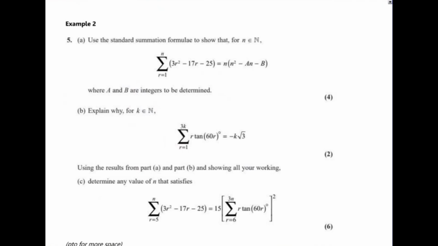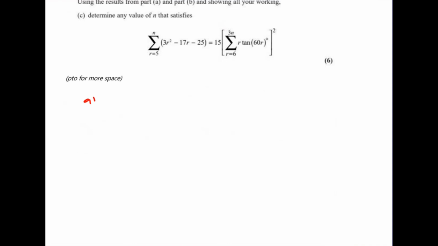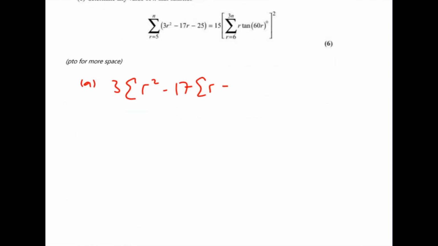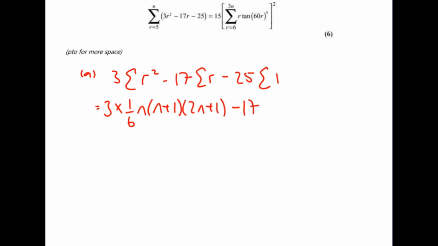Then this next one, the first question starts off very nice. So just a standard summation formula question. So I split this up into 3 sums: 3 times the sum of r squared, 10 times the sum of r, minus 25 times the sum of 1. And I can put my standard results in. So 3 times the sixth n plus 1, 2n plus 1. That's 17 times the half n plus 1. And then minus 25 times the 1.